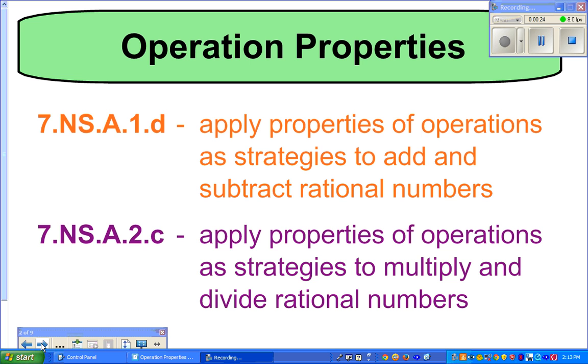We'll be focused on the National Common Core Curriculum Content Standards regarding number systems, specifically the 7th grade standards 7NS-A1D, in which we'll apply the properties of operations as strategies to add and subtract rational numbers, and 7NS-A2C, in which we'll apply properties of operations as strategies to multiply and divide rational numbers.